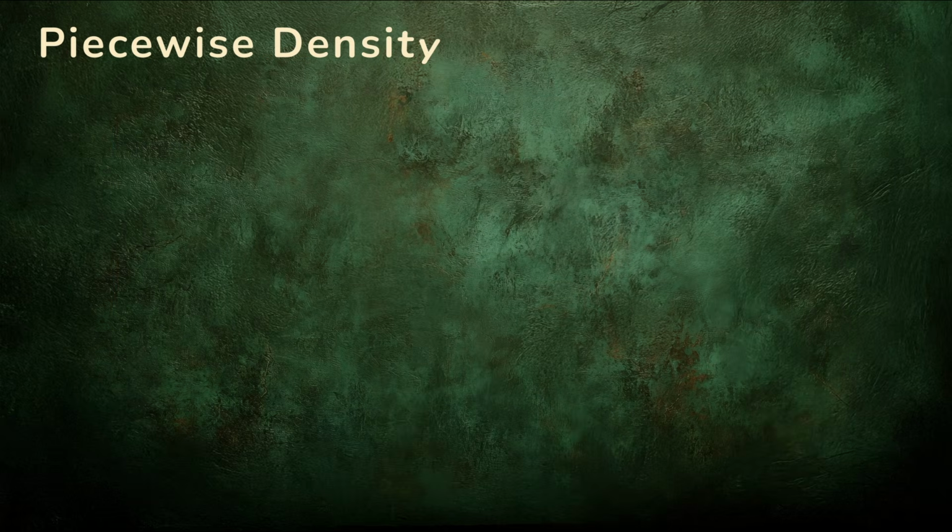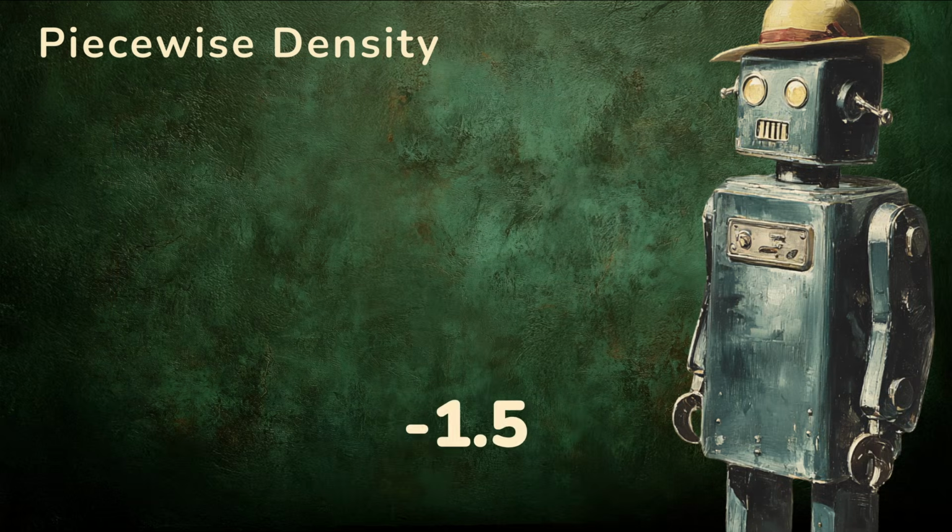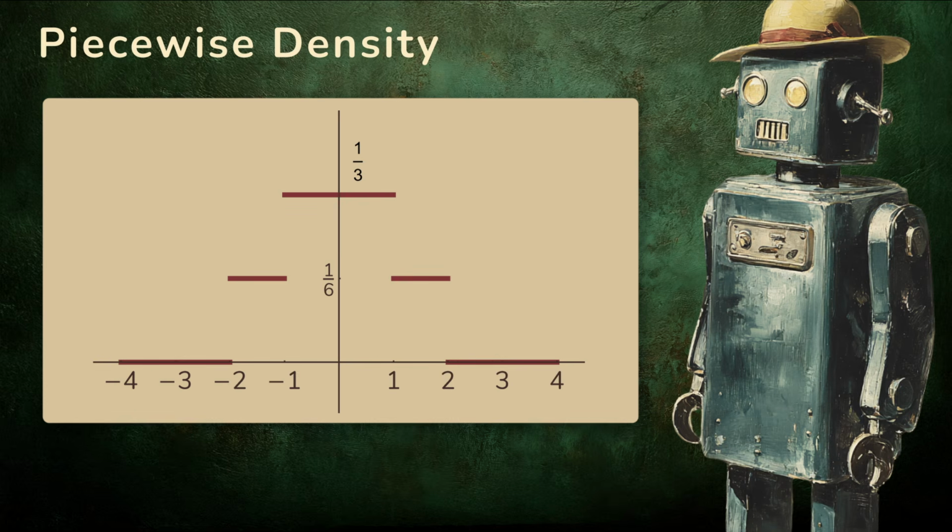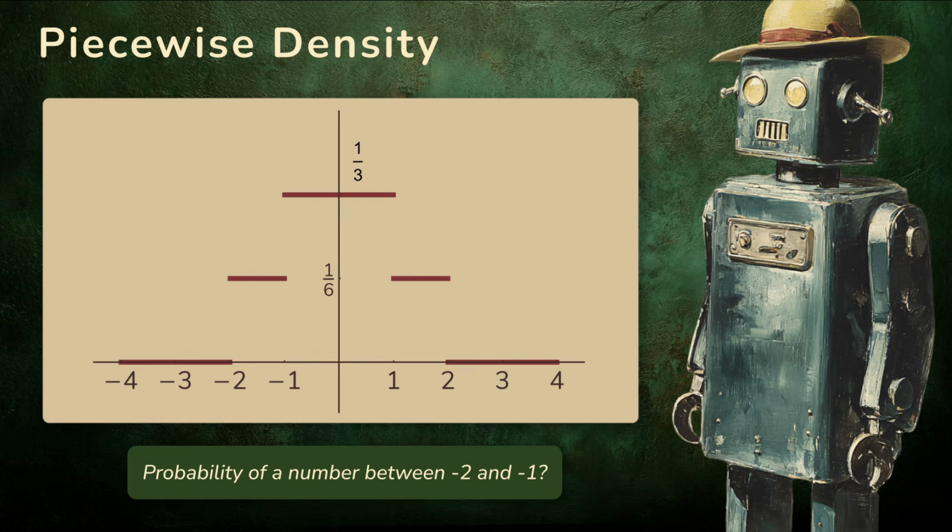Let's say we have a different random number generator with a PDF whose graph looks like this. Here, the density is 1/6 for numbers between -2 and -1 and between 1 and 2. The density is 1/3 for numbers between -1 and +1. It is 0 for all other numbers on the real number line. What is the probability of getting a number between -2 and -1? It's the area under this PDF graph between -2 and -1. Like before, this is a rectangle, the width is 1 and the height is 1/6. So the area is 1/6, which is a probability of about 16.7%.